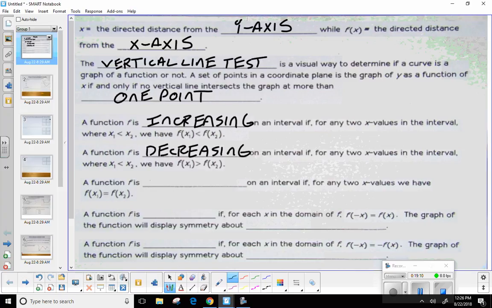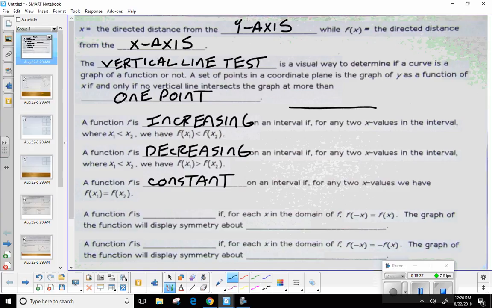Okay, and then we have this last one here. A function f is blank on any interval if, for any two x values, we have f of x1 equals f of x2. Not equal, I mean, it's a synonym to it. It starts with a C. Constant, there we go. Constant. Okay, so yeah, it will just be constant. The y values remain unchanged as x gets larger.